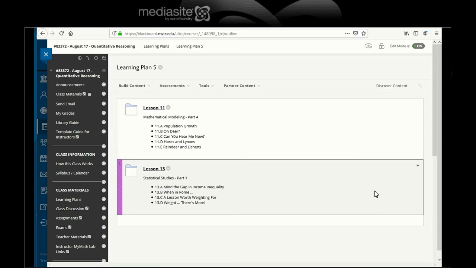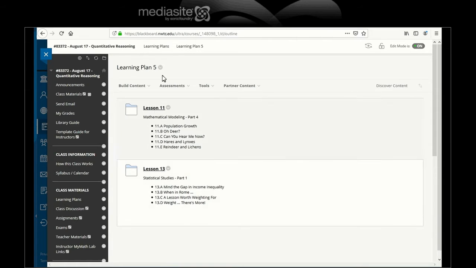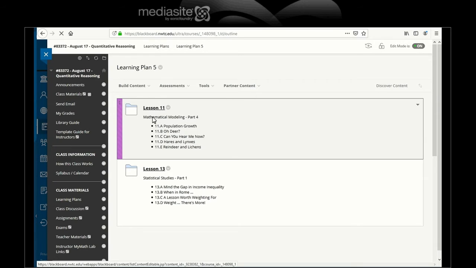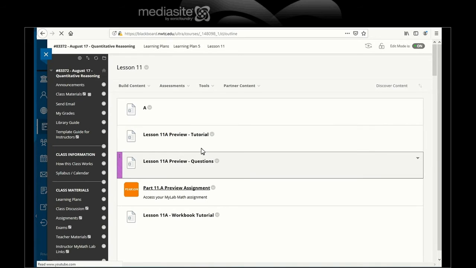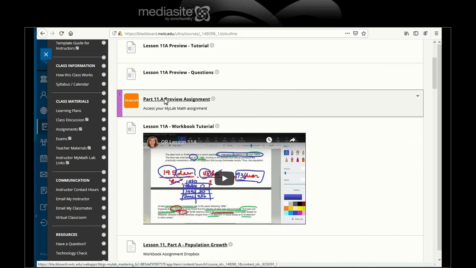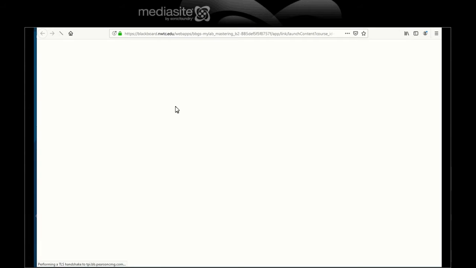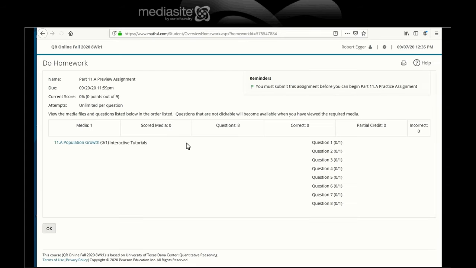Today we'll be doing lesson plan 5, lesson 11. So let's get to lesson 11, Mathematical Modeling Part 4. Preview 11A: Population Growth, an interactive tutorial, with a lot of questions. So without further ado, let's go with the tutorial.